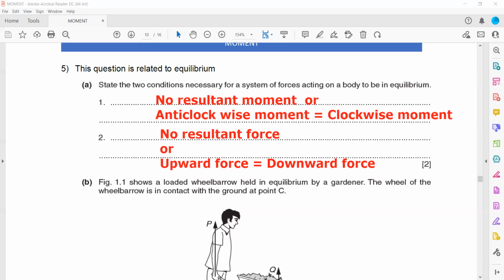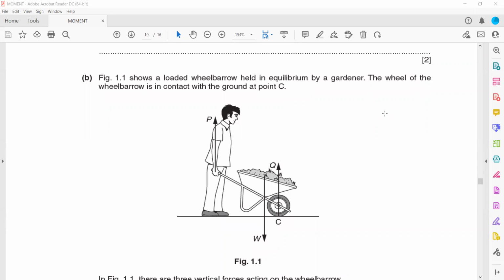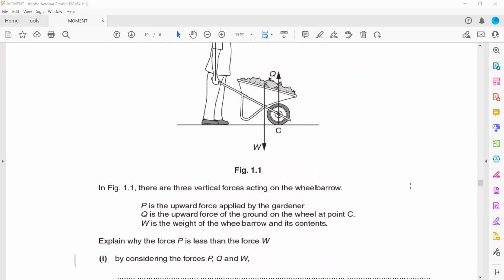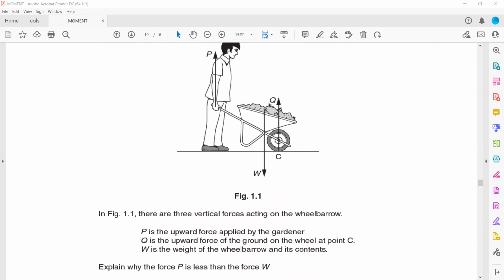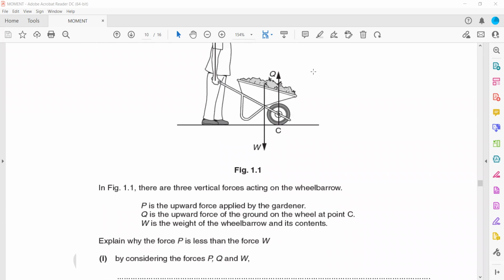Then the next part, Figure 1.1 shows a loaded wheelbarrow held in equilibrium by a gardener. So this gardener is keeping it stationary, stable. The wheelbarrow is in contact with the ground at point C. In Figure 1.1, there are three vertical forces. Two of them are acting upward and one is acting downward. P is the upward force applied by the gardener. Q is the upward force applied by the ground. And W is the weight of all the things, acting downward.